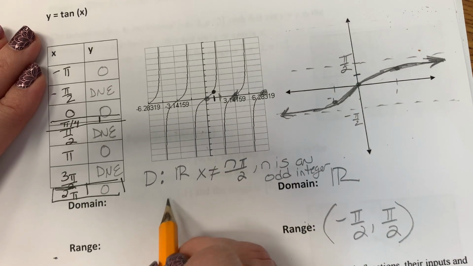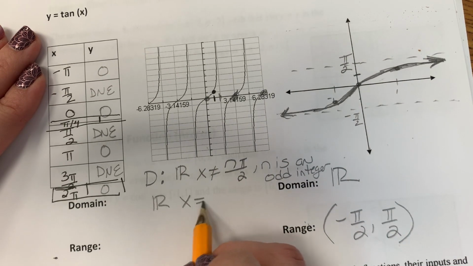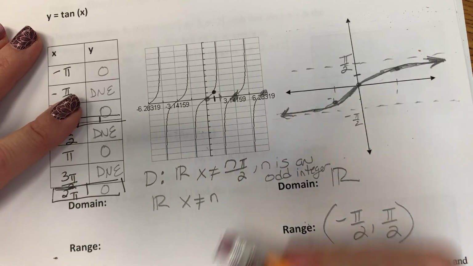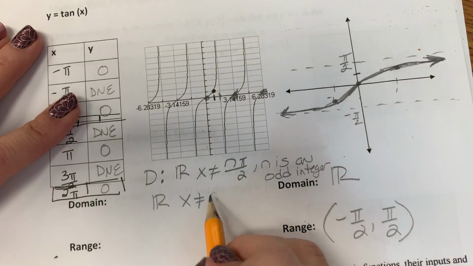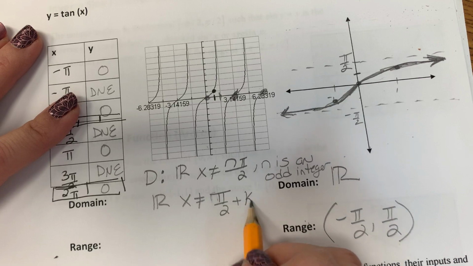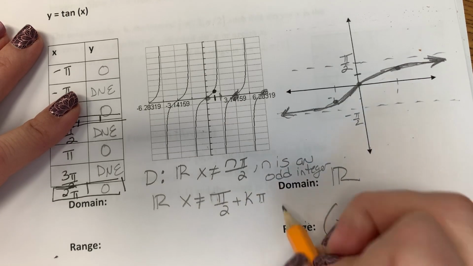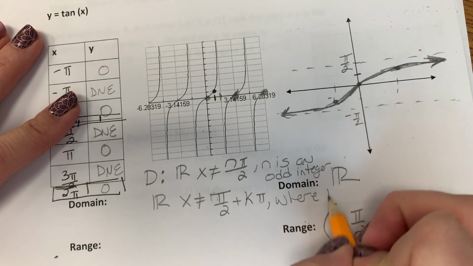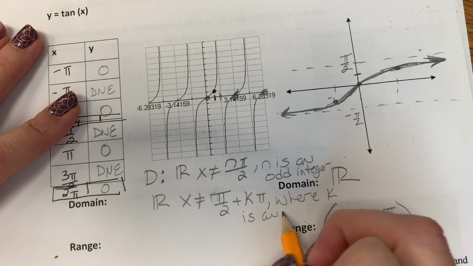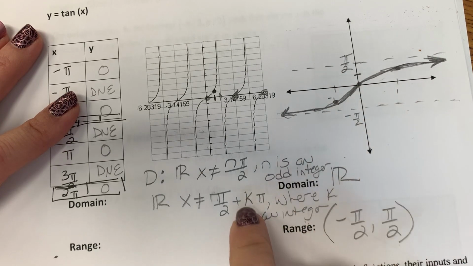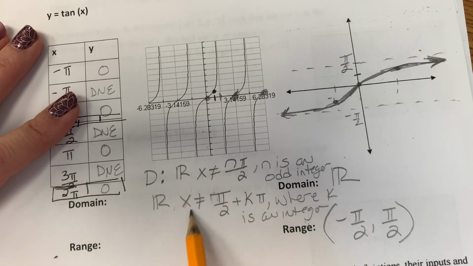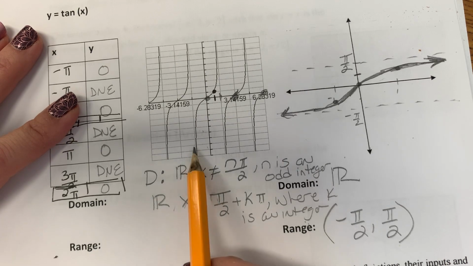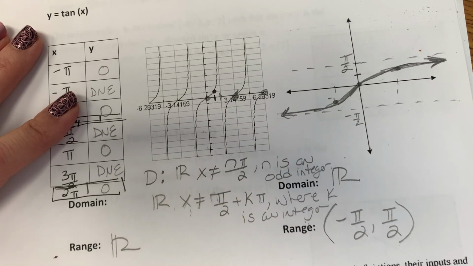Another way, depending on your teacher, you could write it as all reals. X can't be pi over 2 plus k pi, because pi is the period, where k is an integer. So you add 1 period, 2 pi periods, 3 pi periods, 4 pi, 5 pi, and so on. So these are interchangeable, they mean the same thing. And the range of the tangent graph is all real numbers.